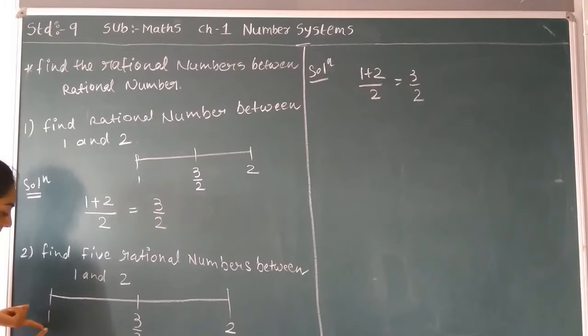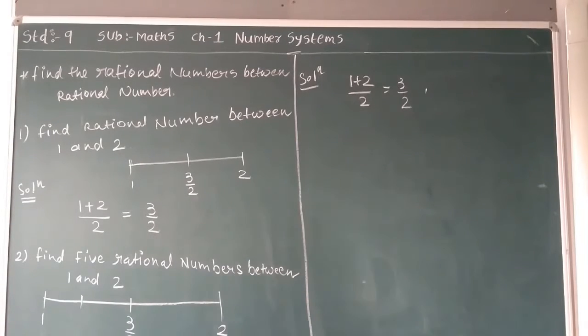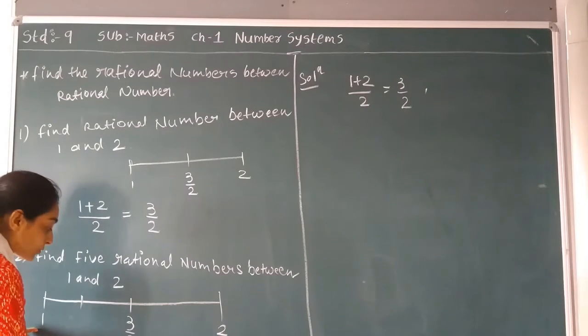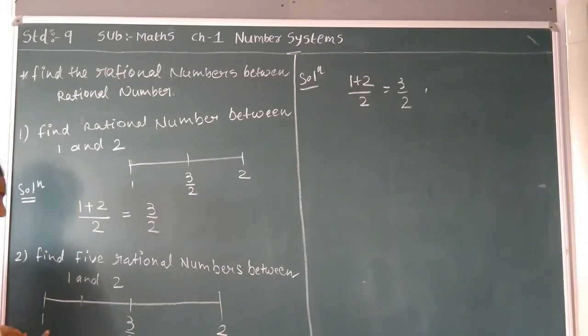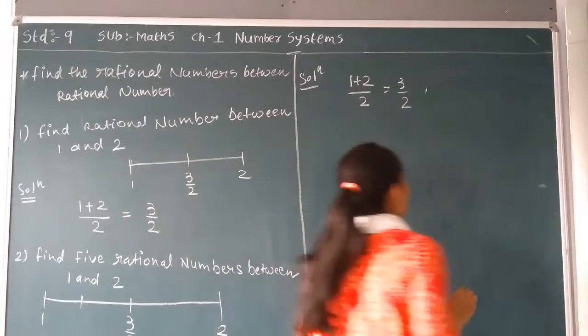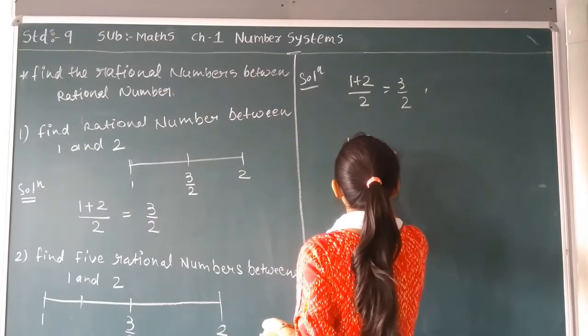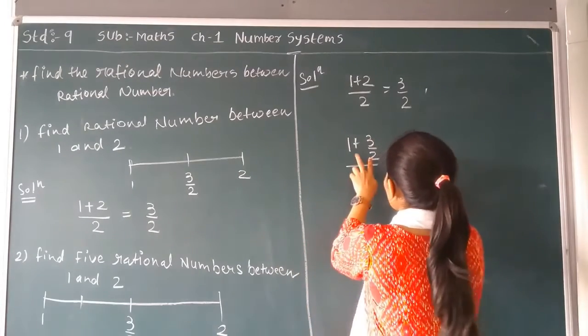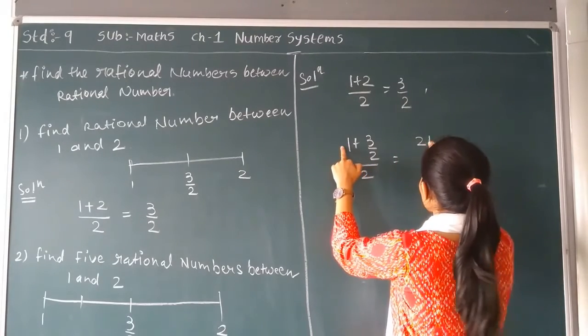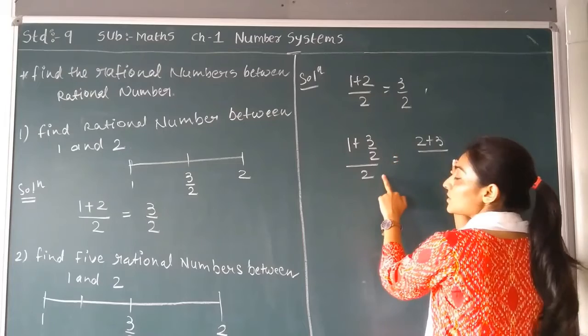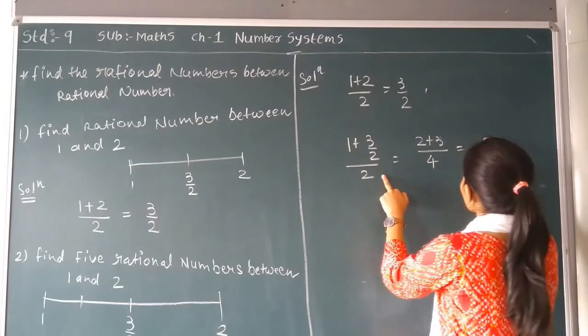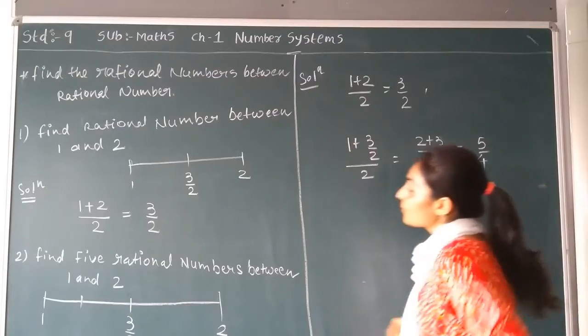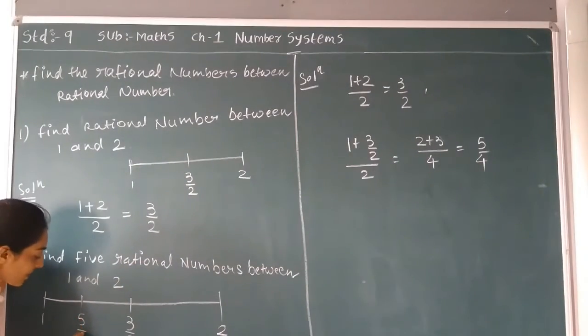If I find a number between 1 and 3 by 2, it also lies between 1 and 2. So again we use the average method: 1 plus 3 by 2 divided by 2. This 2 multiplied with 1 gives 2 plus 3, and this 2 goes into the denominator, which makes 4. The number we get is 5 by 4.